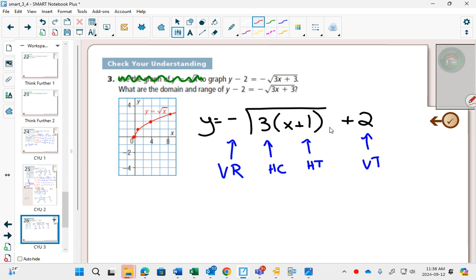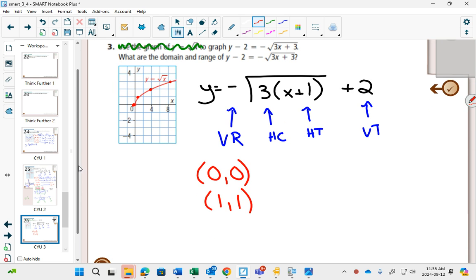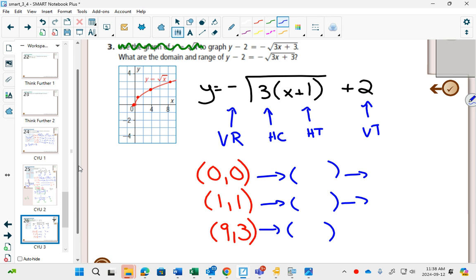You have a bunch of points on your square root graph. For sure, you're going to have 0, 0. Okay? I am going to choose 1, 1 to show you what happens with fractions. And then I'm going to choose a nice point. I'm not going to choose 4, 2. I'm going to choose 9, 3. See if you can figure out why I'm going to do that. Compressions and stretches first. Translations second.